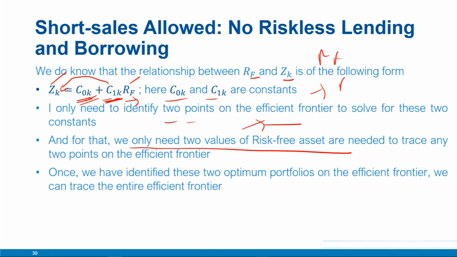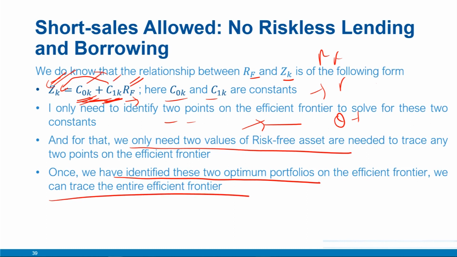We have seen that procedure mathematically, how to optimize and maximize theta and then find a numerical solution for the partial differential equations and all that. We have already seen that. So all we need is two RFs. Once we have the RFs, we can solve for ZK from the procedure, and once we have two values of ZK and two values of RF, we can obtain these constants. So once we have these two portfolios identified on the efficient frontier, we can trace the entire efficient frontier by identifying these C0K and C1Ks.